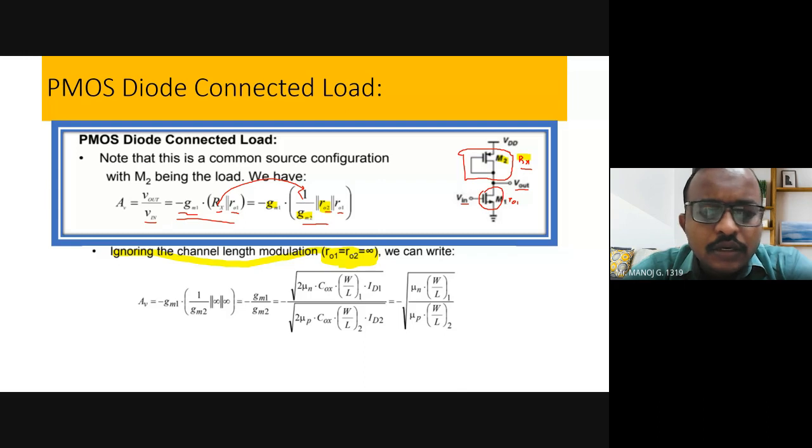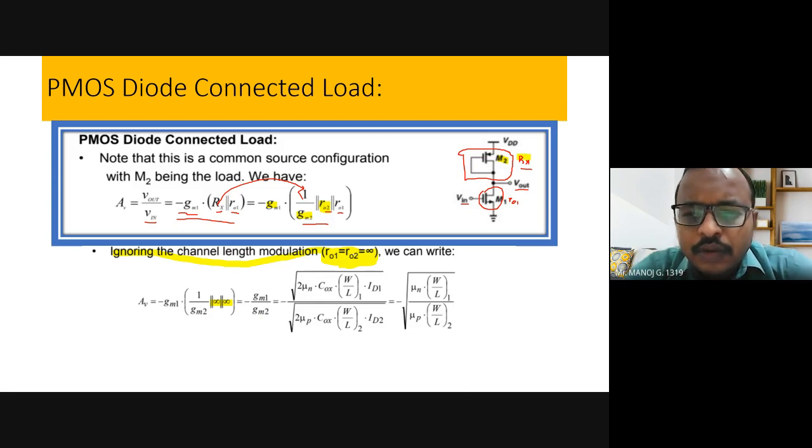Now, when you look at what is the gain in general, it is very simple. What is it? Minus gm into 1 by gm2. Is that clear? So that's the general gain. We neglect all these things. Just remove it. Okay. Now, what is the general expression? This is equal to minus gm1 into 1 by gm2. Is that clear, all of you? So general gain is minus gm1 into 1 by gm2.